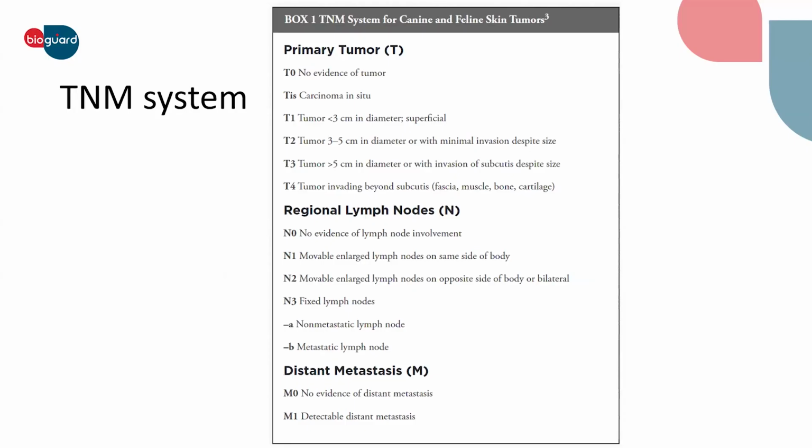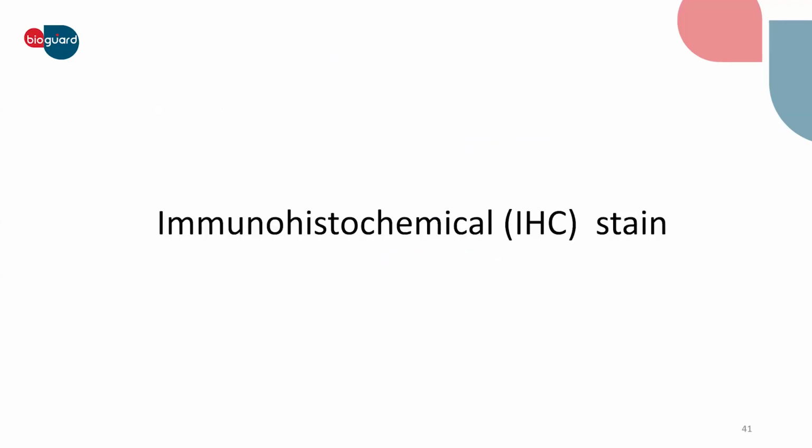Let's say you have a case labeled T2, N1, M0. That means a medium-sized tumor, lymph node involvement on the same side and confirmed metastasis, but no distant metastasis. This kind of staging helps guide treatment decisions. For example, is surgery enough, or do we also need chemo, radiation, or systemic therapy? Okay, that's the first part of today's webinar about tumor pathology.